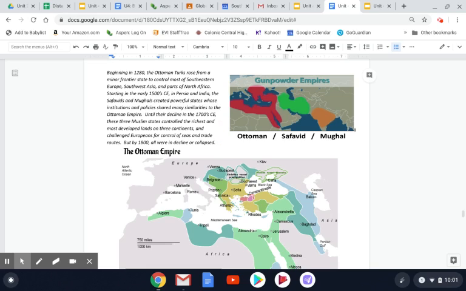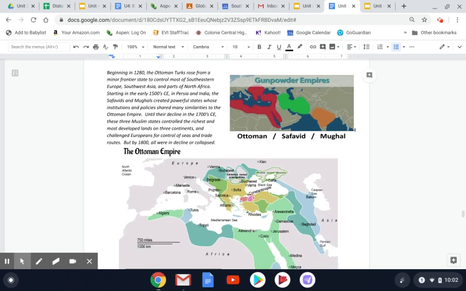Beginning in 1280, the Ottoman Turks rose from a minor frontier state to control most of southeastern Europe, southwest Asia, and parts of North Africa. Starting in the early 1500s Common Era, in Persia and India, the Safavids and Mughals created powerful states whose institutions and policies shared many similarities to the Ottoman Empire.